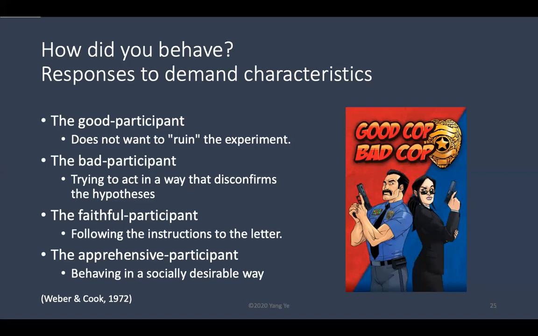We want participants to follow the instructions. Or the apprehensive participants will behave in a socially desirable way. If your study is, say, about racism, they'll behave in a way that presents themselves in a politically correct way. To address these issues, we can use disguise. We can try not to tell them the true purpose of the experiment from the very beginning, or we can use certain indirect measures to infer what we want to assess instead of relying on participants' self-report.